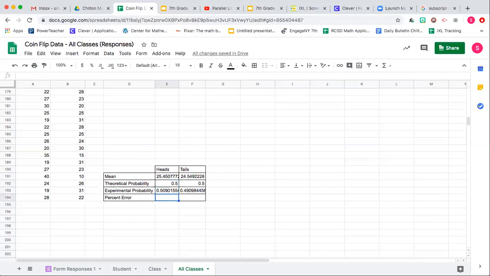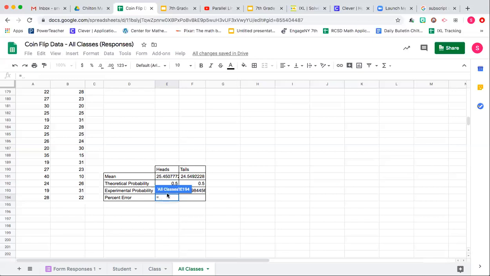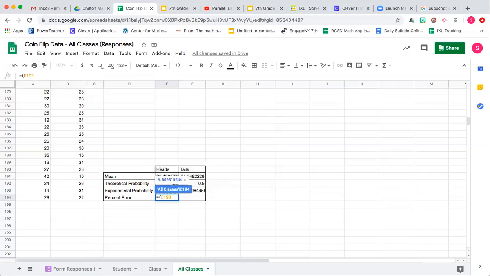Let's go ahead and take a look at the percent error. I'm not sure we're going to be able to beat that class set of data that had a percent error of 2. Let's take a look at that again. Yeah, it was about 2% error. So let's see what this one is. We're going to do the experimental probability, which is E193. We're going to subtract the theoretical probability, which is E192. We're going to divide by the theoretical probability, E192. And then we're going to multiply by 100 to turn it into a percent.